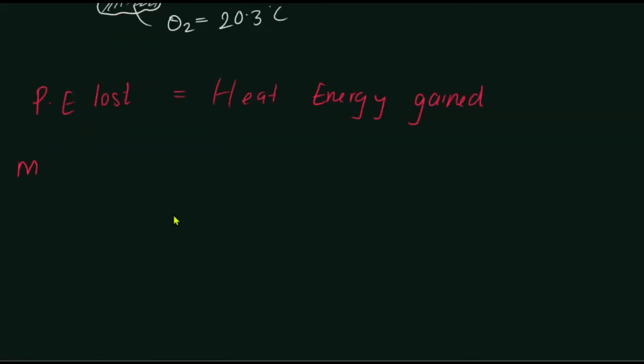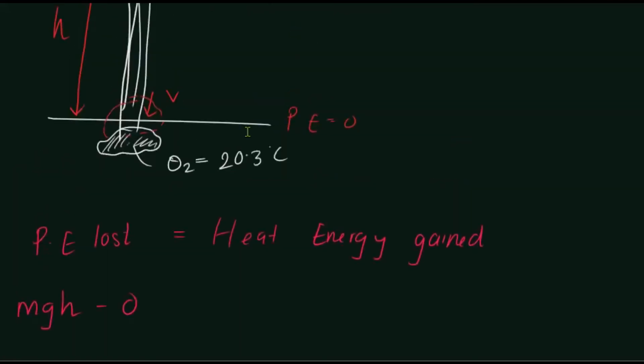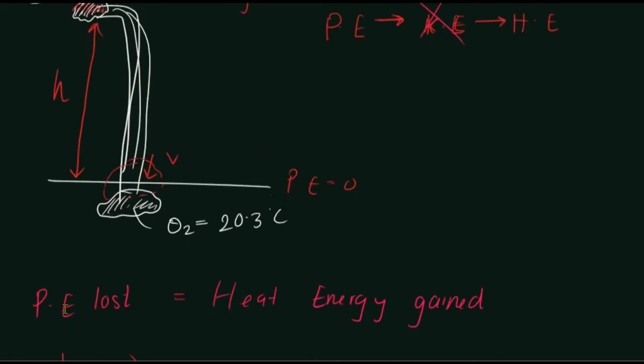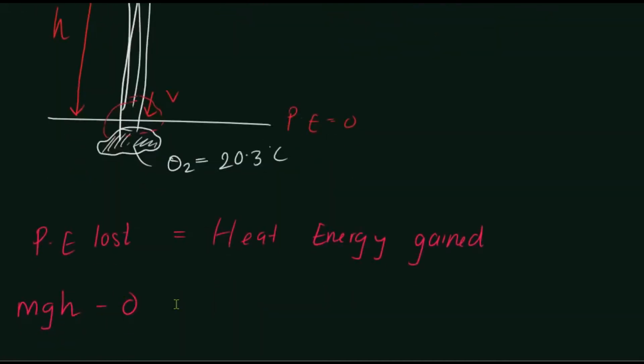mgh minus the potential energy at this point is what? 0. The potential energy at this point is mgh. The potential energy at this point is 0. So potential energy lost is mgh minus 0. So what is the heat energy gained? The same water column is going to absorb all the heat that is generated. That is the assumption. That is how the temperature increases, right?